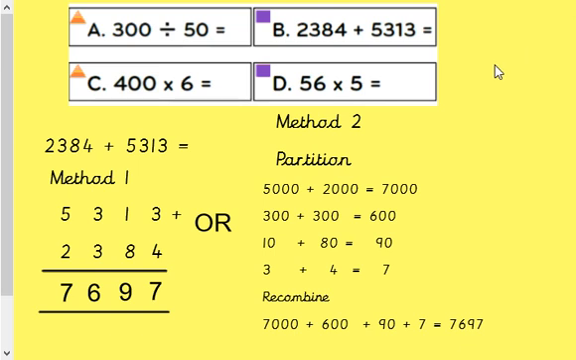Remember, with all these questions, there is no hard and fast method. There is no method that I definitely want you to use. It's whatever you can use that will get you to your answer quickest. Okay, so whichever method suits you, perfect. In this type of question, it's your choice.